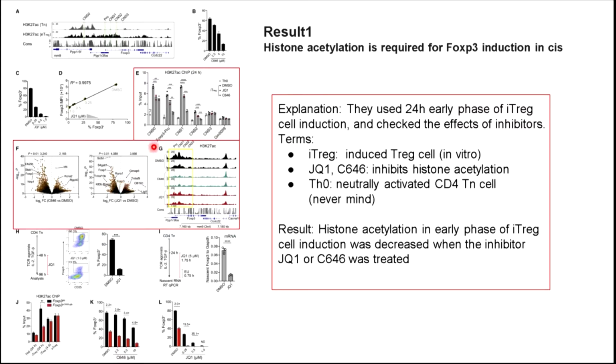In figure G, you can see that the high amount of black signal was decreased after treating. So they found that histone acetylation in early phase of iTreg cell induction was decreased when the inhibitor JQ1 or C646 was treated.